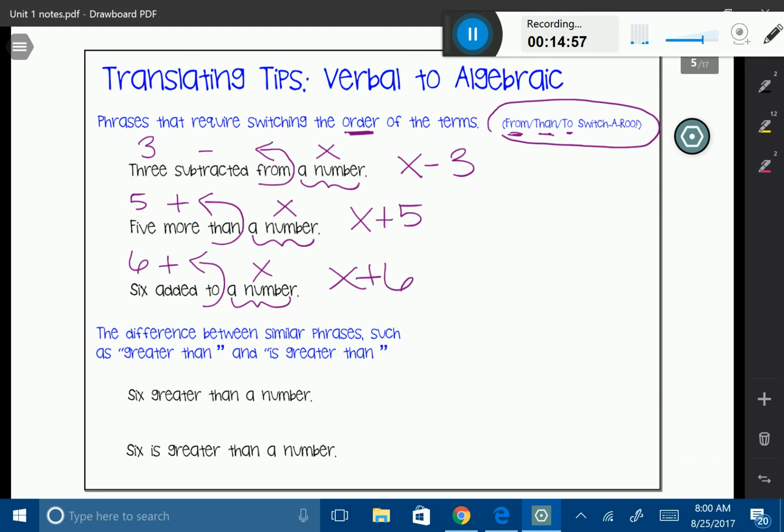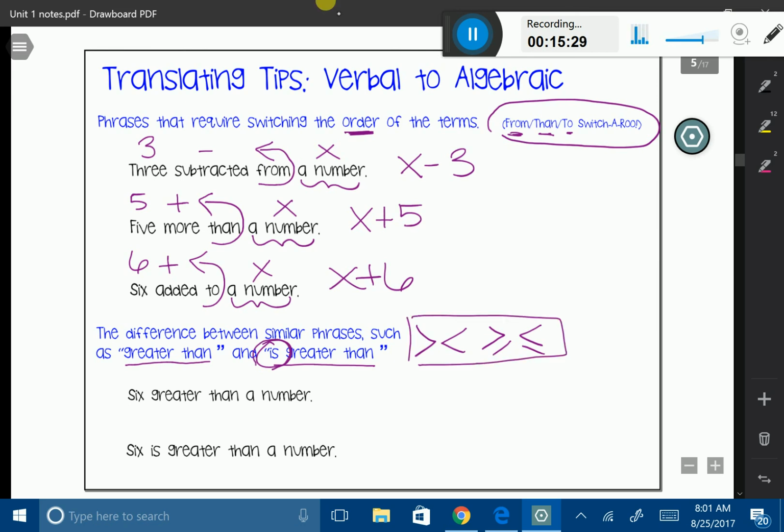This is it. The difference between similar phrases such as "greater than" and "is greater than." If you look at those two phrases, the only thing that is different between them is the word "is." Now, if you have the word "is," that means it's actually going to be an inequality, meaning it's going to use symbols that look like this. We'll spend a lot more time studying inequalities whenever we get to Unit 6. But for right now, I just want you to know that when you translate, if it has the word "is," you're going to use one of those symbols.